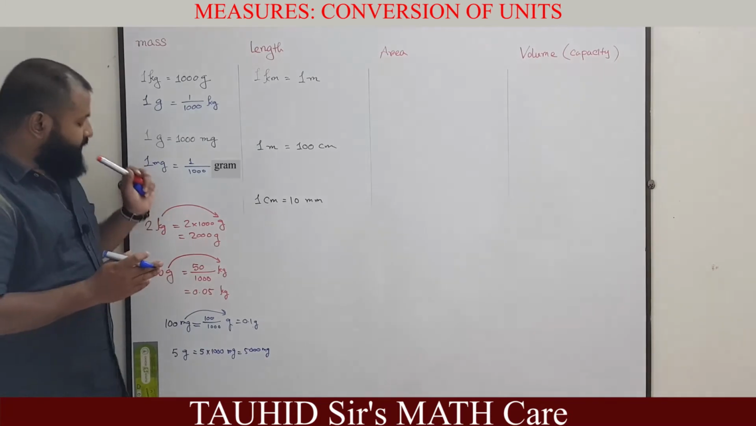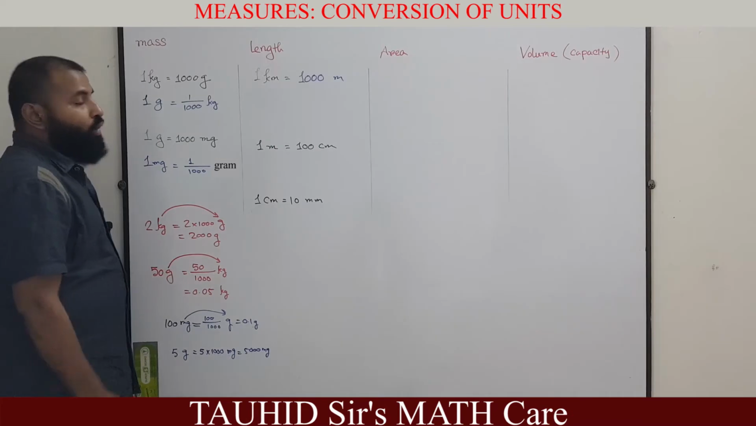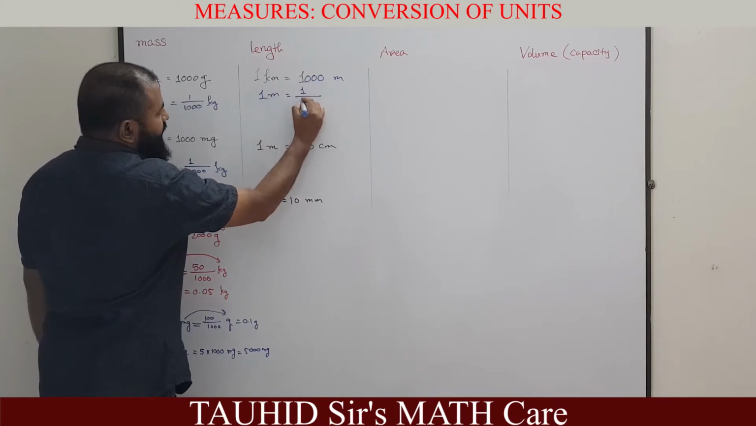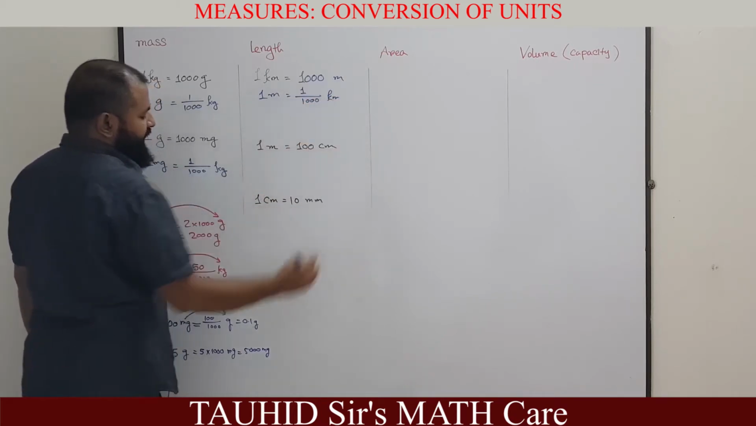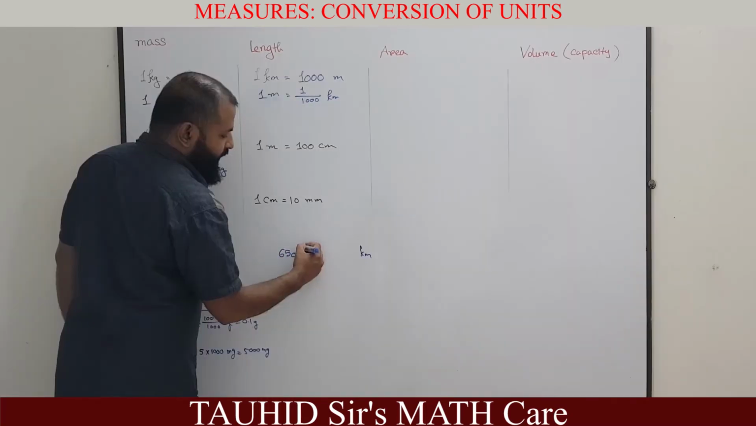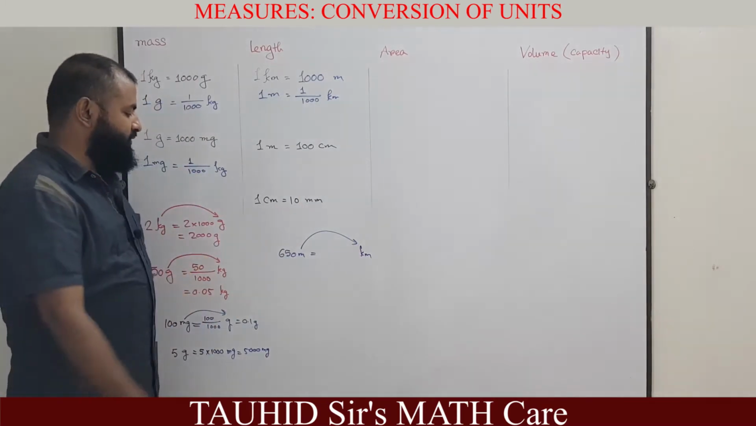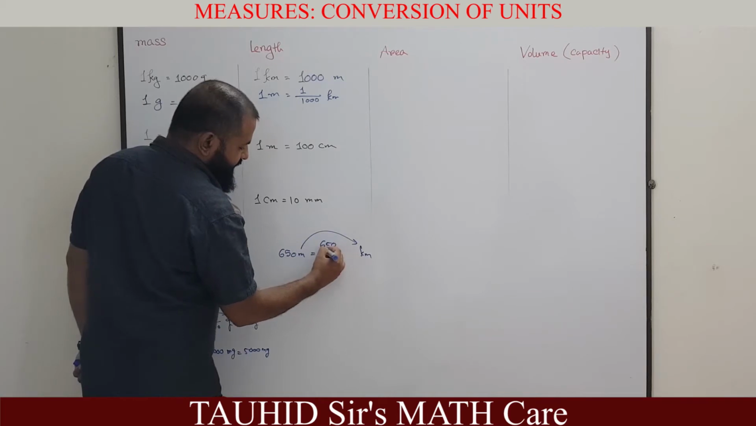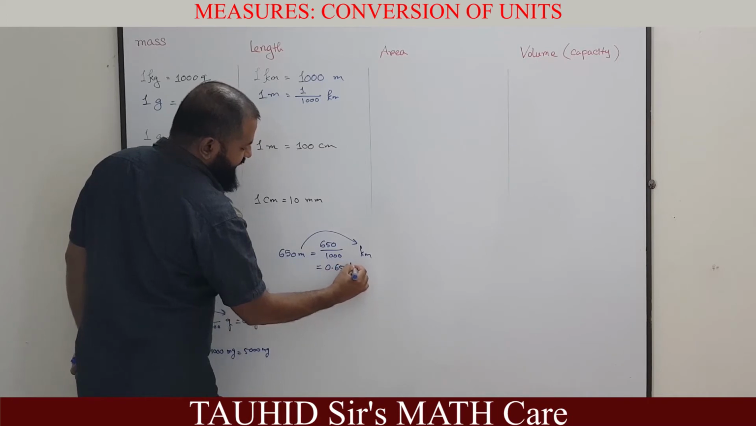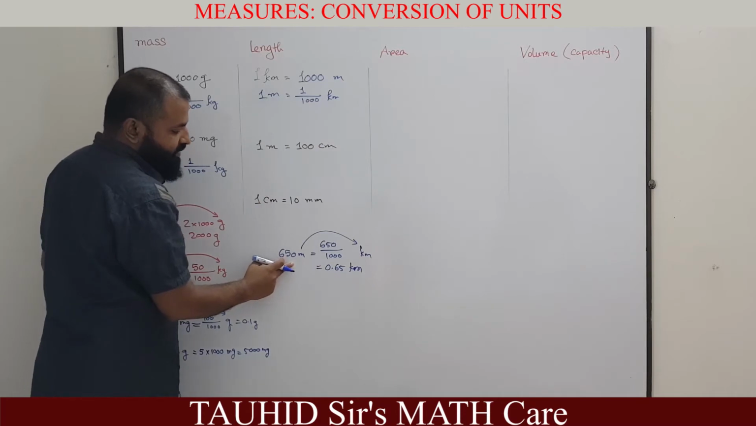Now the discussion about mass is pretty complete. We are going to discuss length. 1 kilometer equals 1000 meter. Therefore 1 meter is 1 by 1000 kilometer. If I say 650 meter, convert it to kilometer. We are converting from a smaller unit to a larger unit, the value will decrease, so we will divide. Therefore 650 divided by 1000 kilometer, that means 0.65 kilometer.